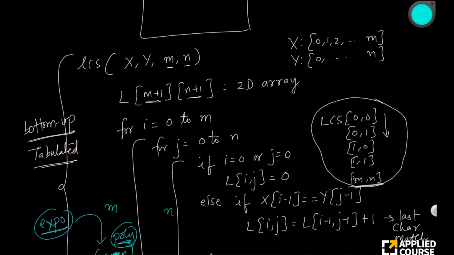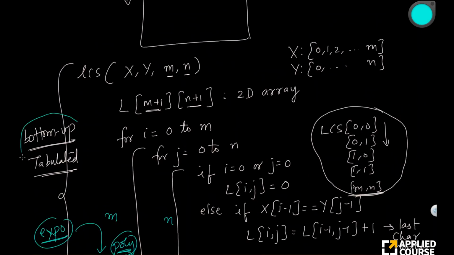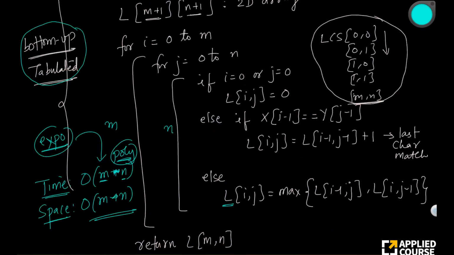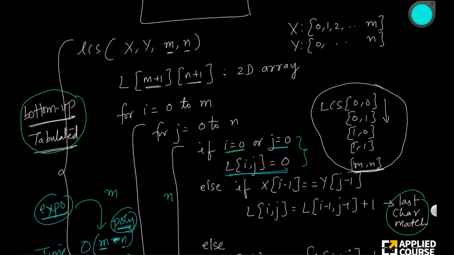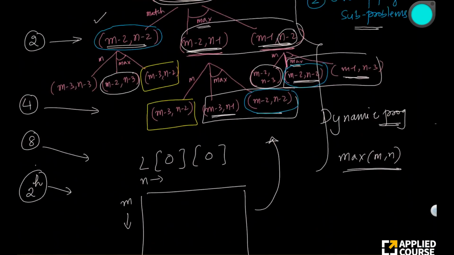For LCS, we can also do a top-down memoization-like solution, but sometimes it's easier to write the bottom-up approach. Very simple, very straightforward code. I hope you understood this. So this is basically the recursion case. This is the otherwise case. This is the last character match case. That's all there is, and we're just doing this twin loop. And this is the boundary case: if i equals 0 or j equals 0, we are saying L[i][j] equals 0. Very simple code, and the time complexity is also very simple to compute.